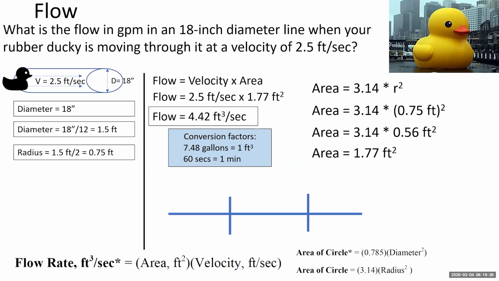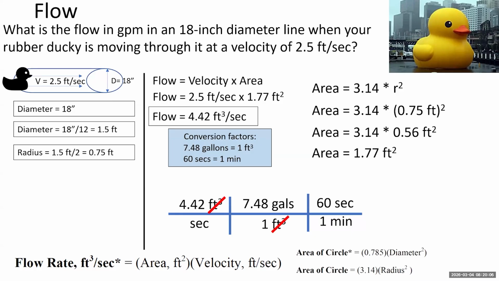We take our answer, the 4.42 cubic feet per second, and we want to put our units in the right order. So we want to have cubic feet on the bottom and we want to have seconds on the top. So we're going to put 1 cubic foot on the bottom and 7.48 gallons on the top. And then 60 seconds on the top and 1 minute on the bottom. And now we can multiply across after we make sure our units cancel.